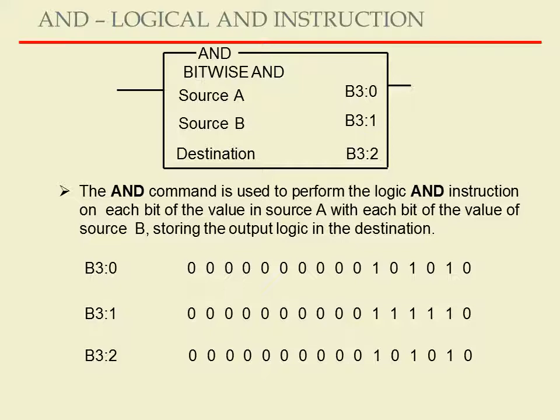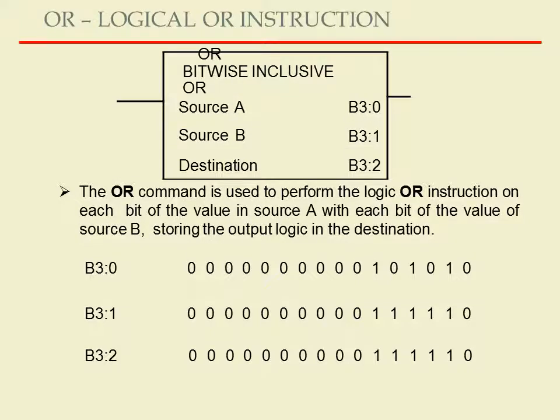Okay, so for the bit 1 and 1 is 1, you can see in the diagram or in the example. Then bit 2 is 0 for B3:0 and bit 2 is 1 for B3:1. When it is logically ANDed, we will get the result as 0. So that is shown in B3:2. So like this bitwise ANDing will be done, and in the destination at that particular bit the result will be stored.